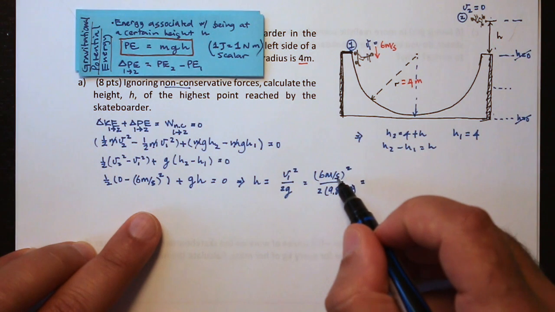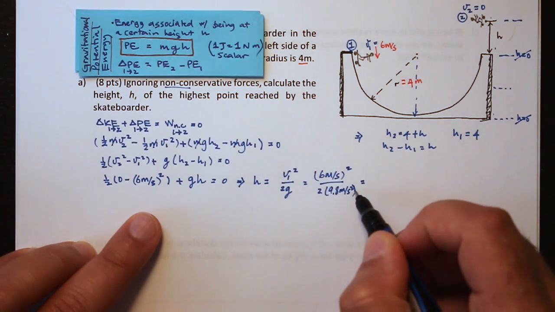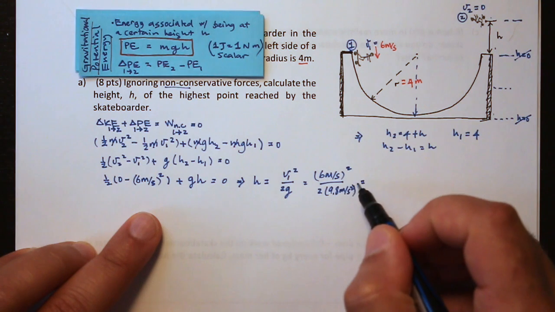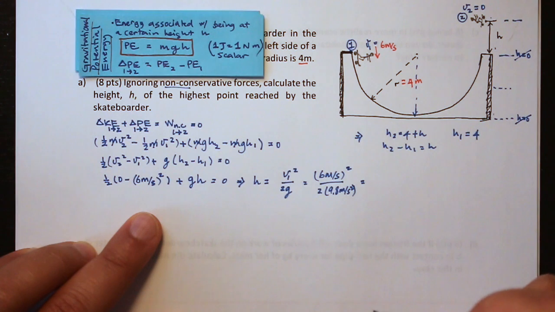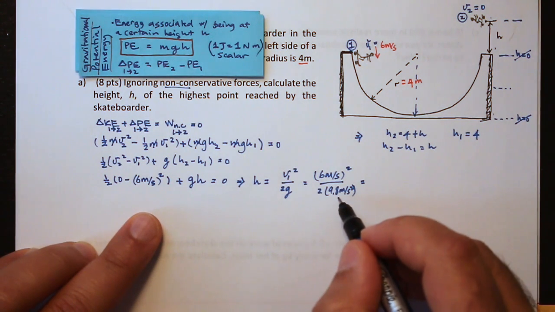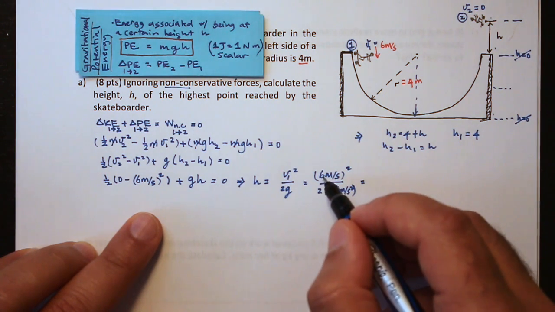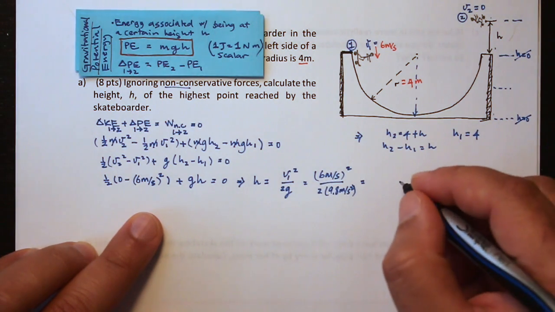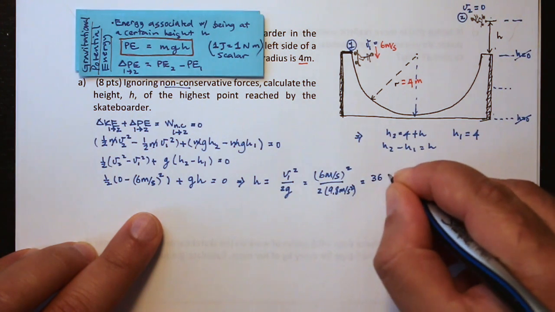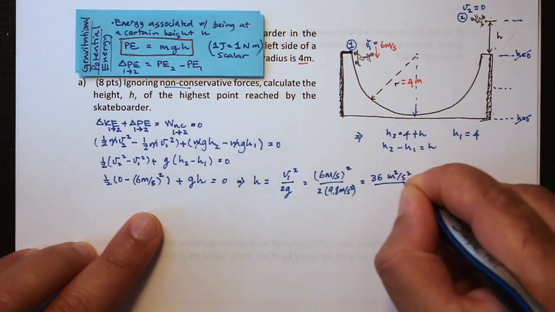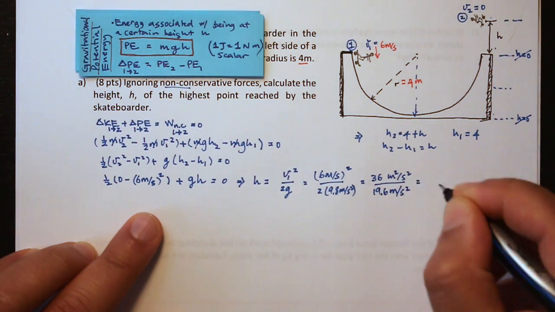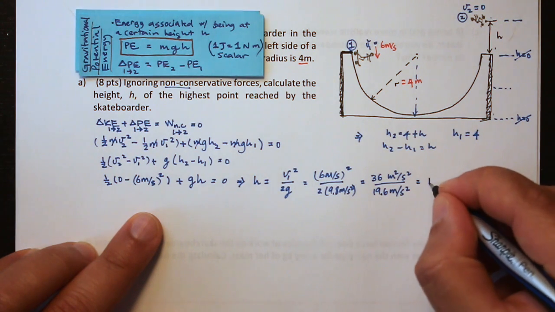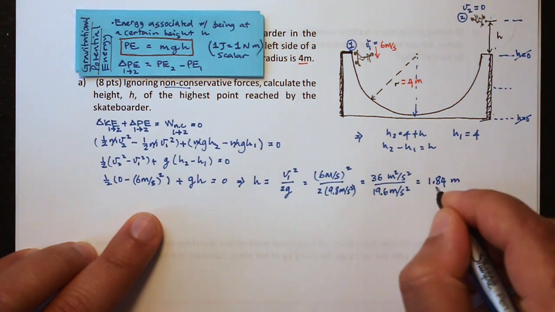And that's meter squared over second squared divided by meter over second squared. So second squared goes with second squared, and meter squared over meter gives me a meter, and h is in meters, so that's perfect. 2 times 9.8, that's roughly 20, that's 19.6. And this 6 squared is 36. So it's 36 meters squared per second squared over 19.6 meters per second squared. And that, if you work it out, gives me 1.84 meters.